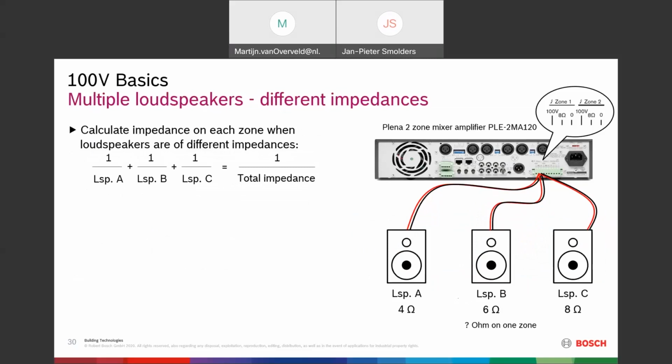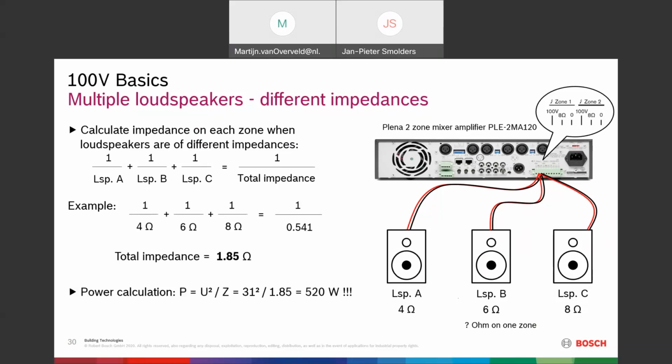Now what happens if you have different types of loudspeakers with different impedances? Then the equation looks a little bit different, as you see over here in this example. So let's see what the total impedance will be. If we have a 4 ohm, 6 ohm, and 8 ohm loudspeaker, then the result of the impedance connected to this amplifier channel will be 1.85 ohm. Now you can imagine the power that you connect now is way higher. It is 520 watts.